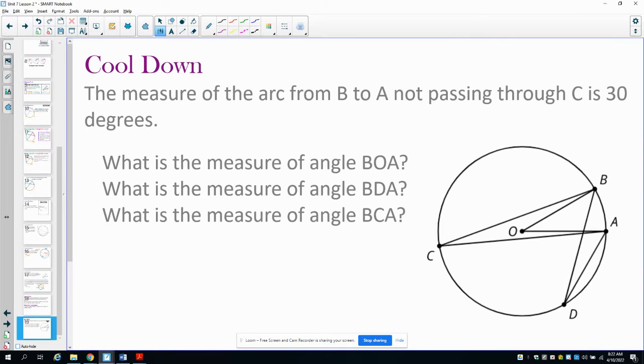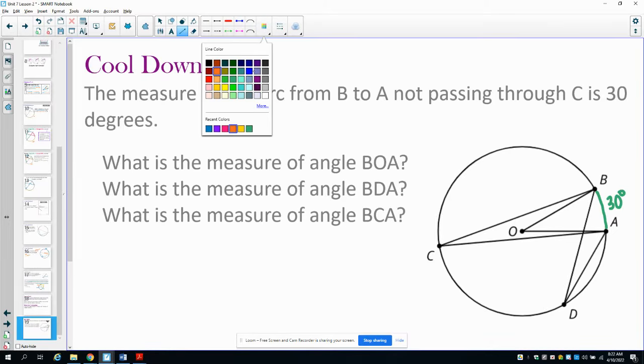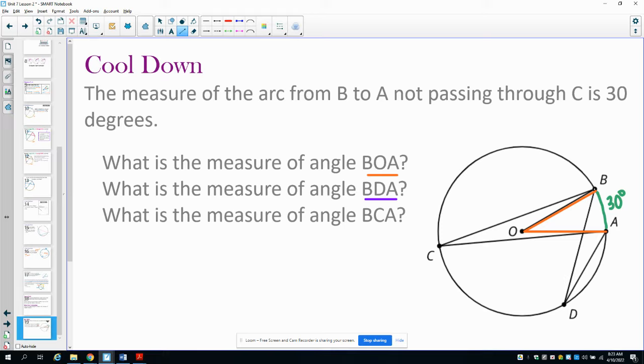And then we talked about what you would be able to do at the end of this lesson. So here it is: the measure of the arc from B to A, not going through C, so just from B to A, right here, is 30 degrees. Can you figure out the measure of angle BOA? BOA is this one. Can you figure out the measure of angle BDA? Here's BDA. And can you figure out the measure of angle BCA?